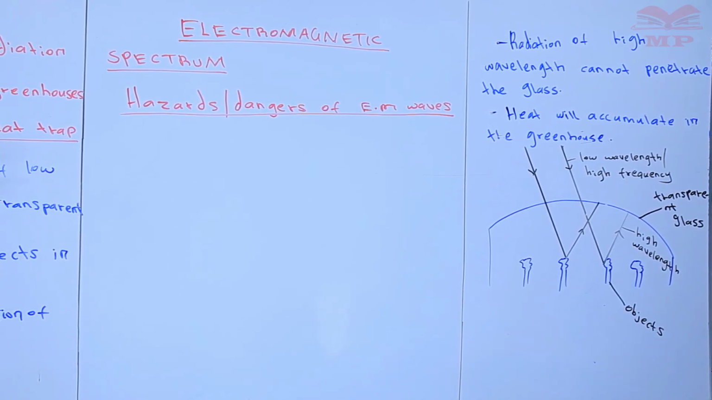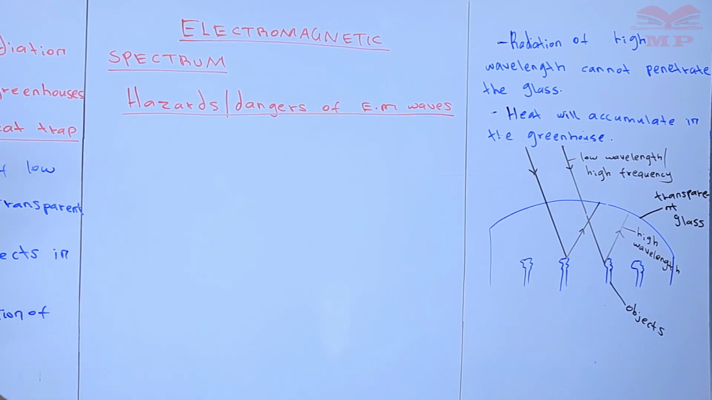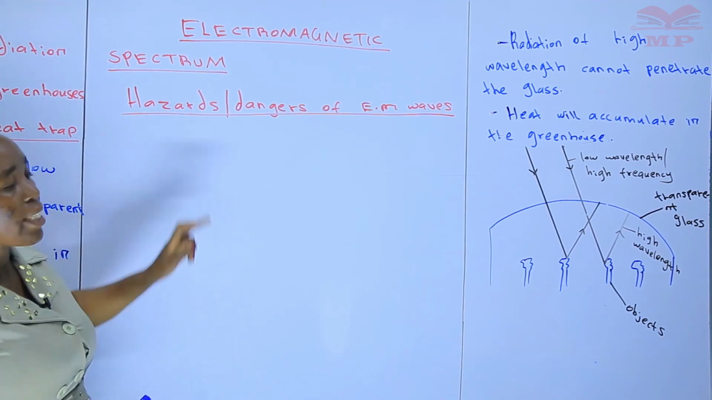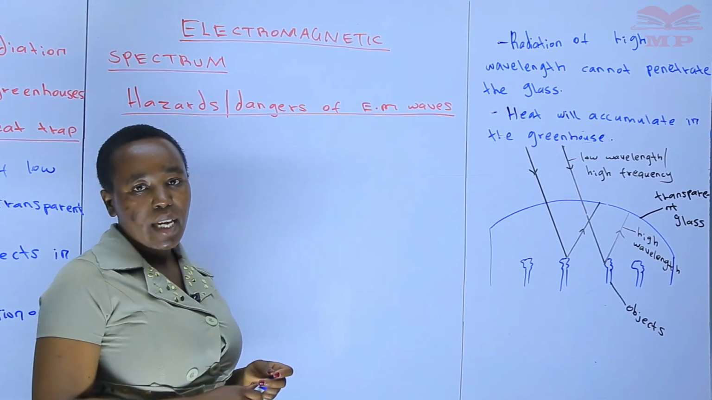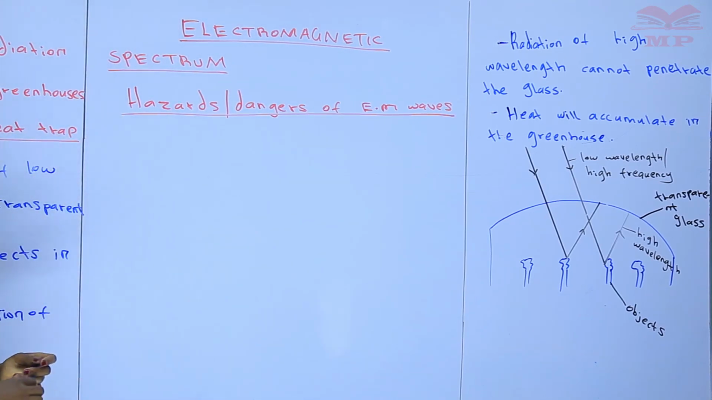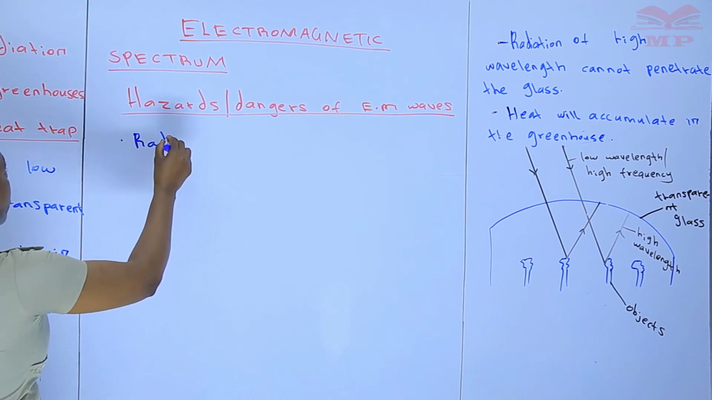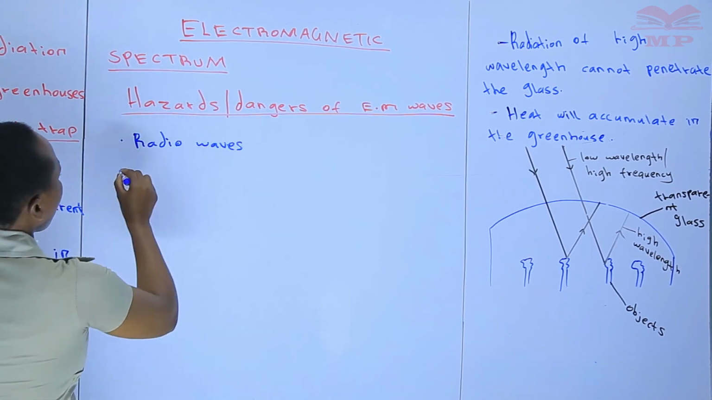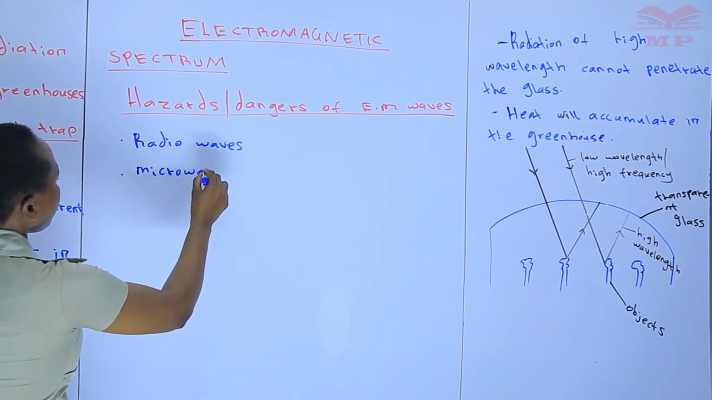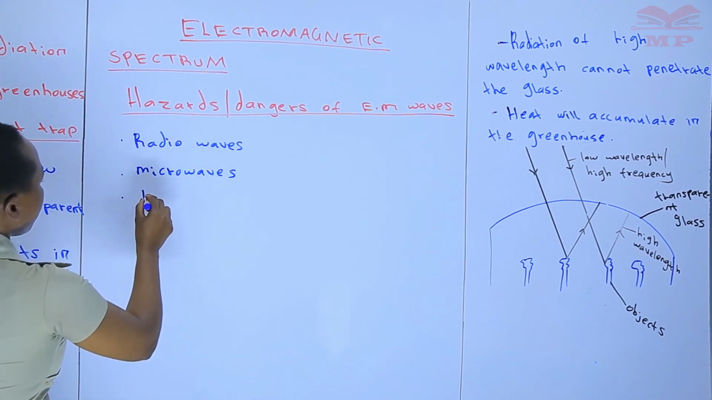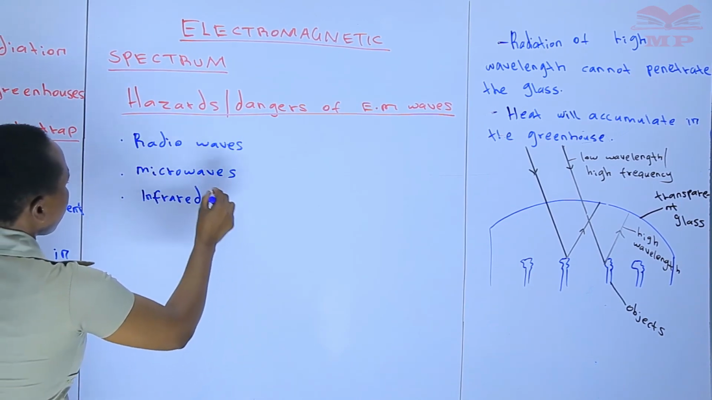So now back to our lesson today, that is on the hazards or the dangers of the electromagnetic waves. Let's first start by listing the electromagnetic waves in order of their increasing frequency. We have the radio waves, which have the lowest energy. We have the microwaves. We also have the infrared radiation.